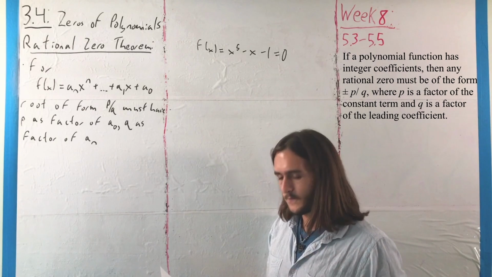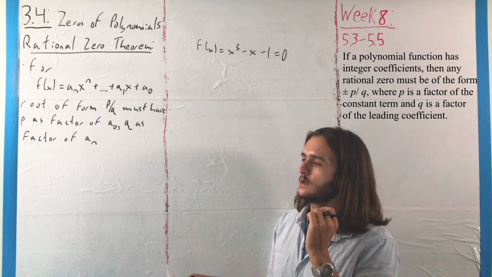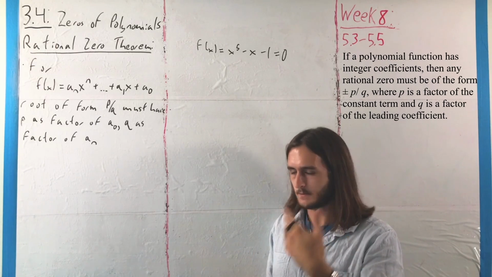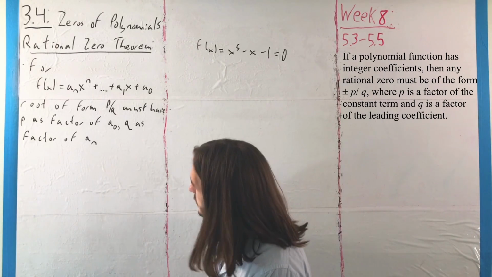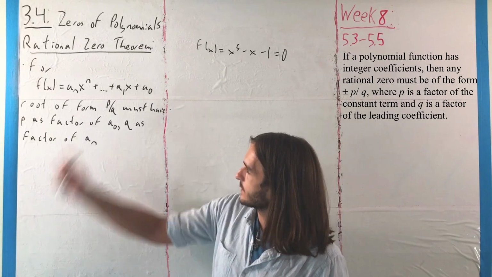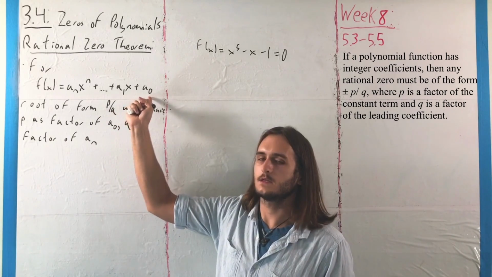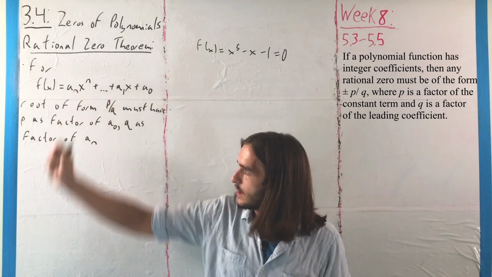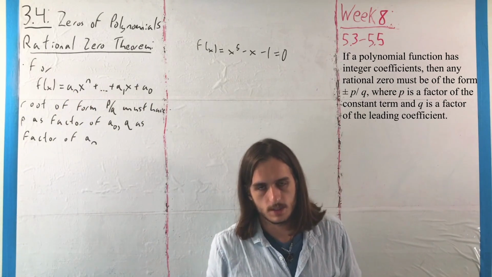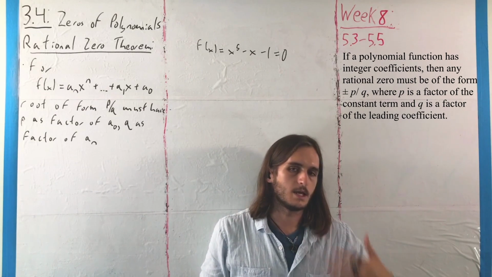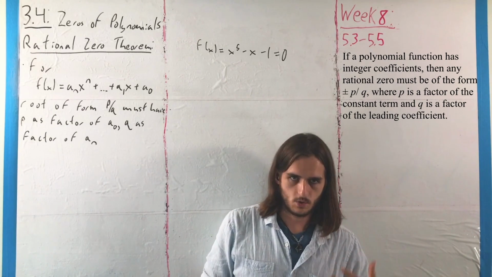that if we have a rational root, that is, a root of the form p over q, which can be represented as a fraction, then it must be of the form that p is a factor of the constant, the last coefficient, a0, and q is a factor of the first coefficient, an. You have to have both of those things to get a rational zero.